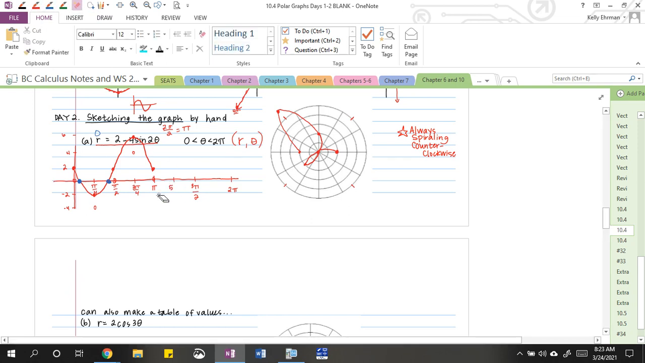Let's see. So after pi is 5 pi over 4, 3 pi over 2, and then what's the pi over 4 angle in quadrant 4? That's 7 pi over 4. So then your next point would be at 5 pi over 4, you're at -2. And then next one is 2, and then we hit 6 again, and then we end at 2.